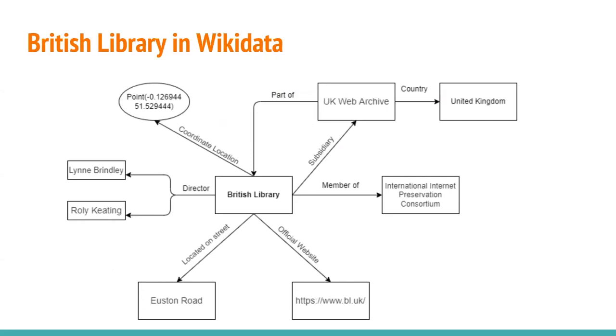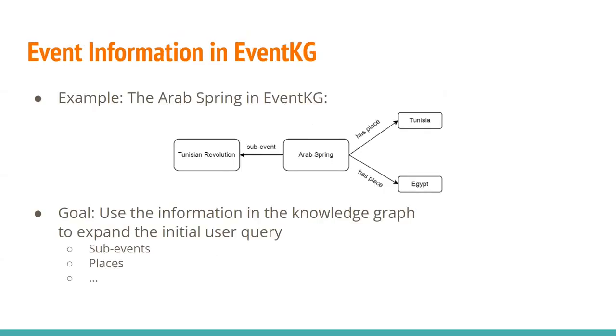In this slide, I have prepared an example of how information are represented in knowledge graphs. This figure shows British Library and some of its features and relations in Wikidata knowledge graph. As shown in this image, many useful information such as location, directors, website, country, and other connected organizations are easily accessible through knowledge graphs.